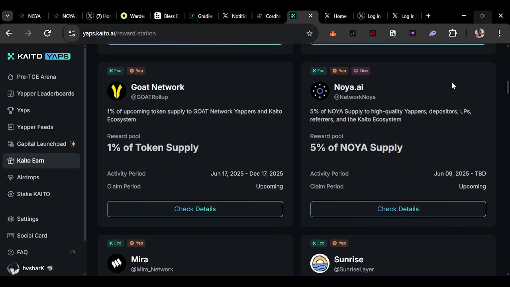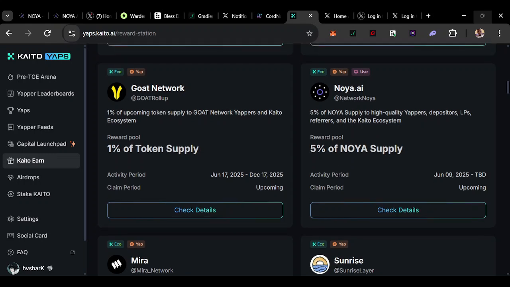All right. Now this Noya is rewarding high quality yappers, depositors, liquidity providers, referrals, the Kaito ecosystem, and so on and so forth. So I'm also going to make a video on this Noya.